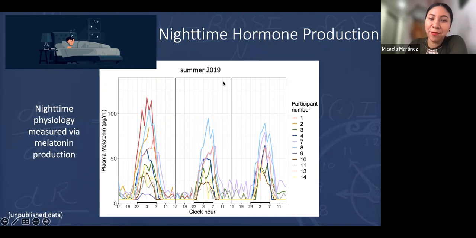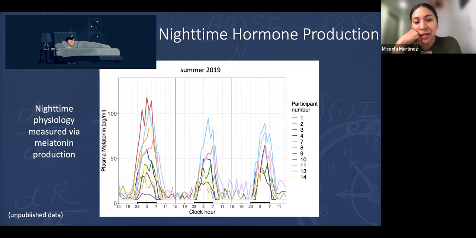So here we have for one season of the year, this was summer 2019, the melatonin profiles for each of our participants. And so each colored line is a different person. And so what I want you to notice is that across these 3 days that our participants were in the summer, you have these big spikes at night and then melatonin declines during the day. And then the next night, a big spike and then melatonin declines. Then the next night, a big spike and melatonin declines.